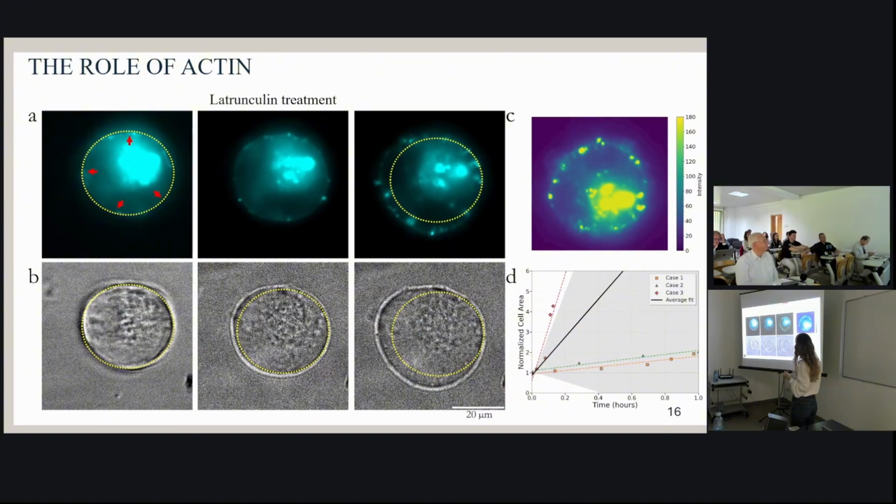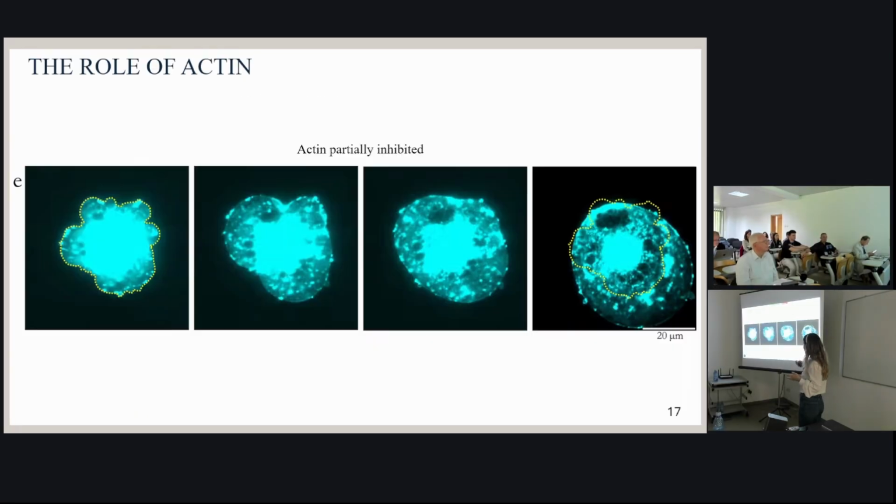As we can see in this graph, this is just the representation of the increasing expansion over shorter periods of time. We also wanted to understand if partial inhibition of actin had the same results. We saw that at the beginning the cells are able to form these blebs, but after a short period of time the cells just have a morphology similar to when we treated with high concentrations of latrunculin.